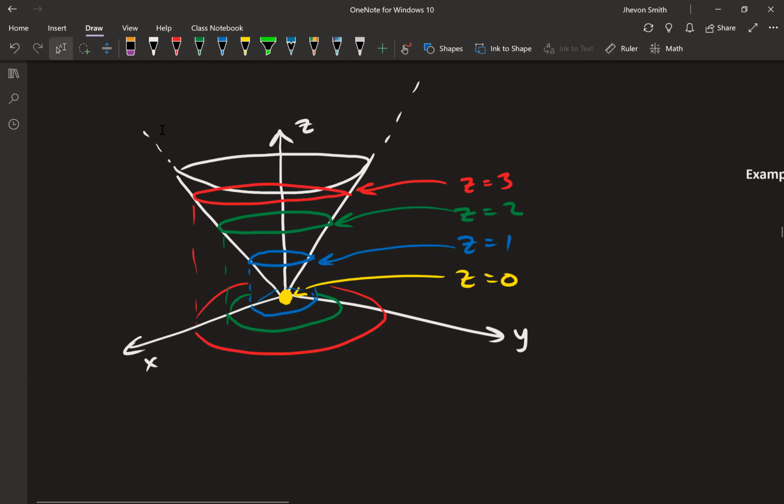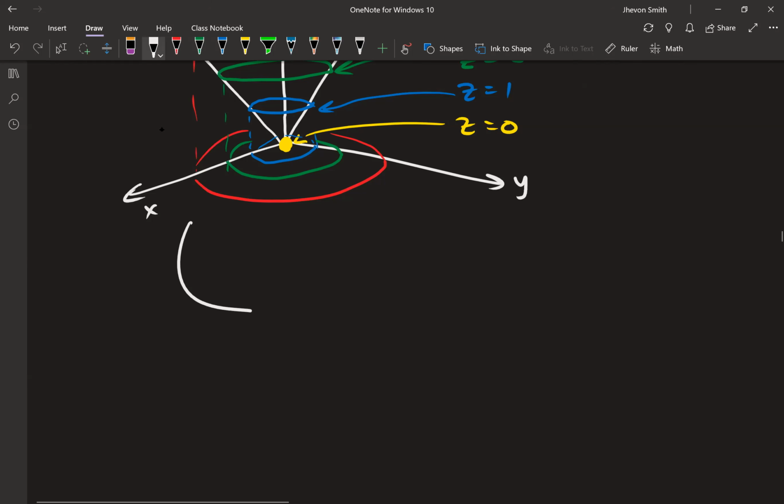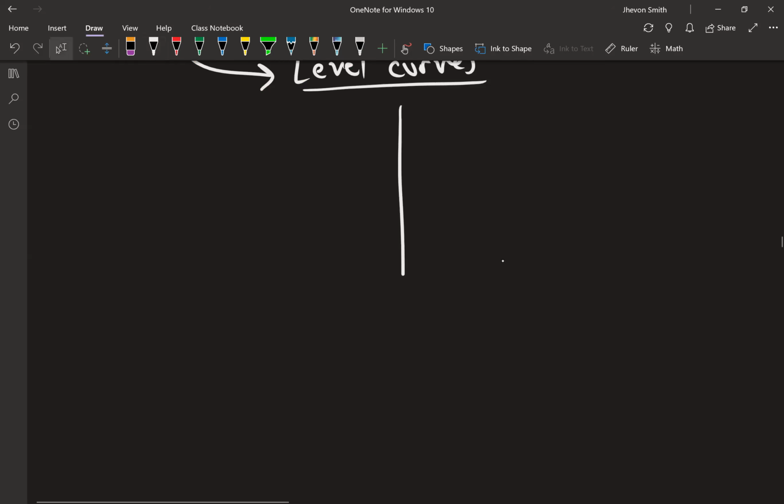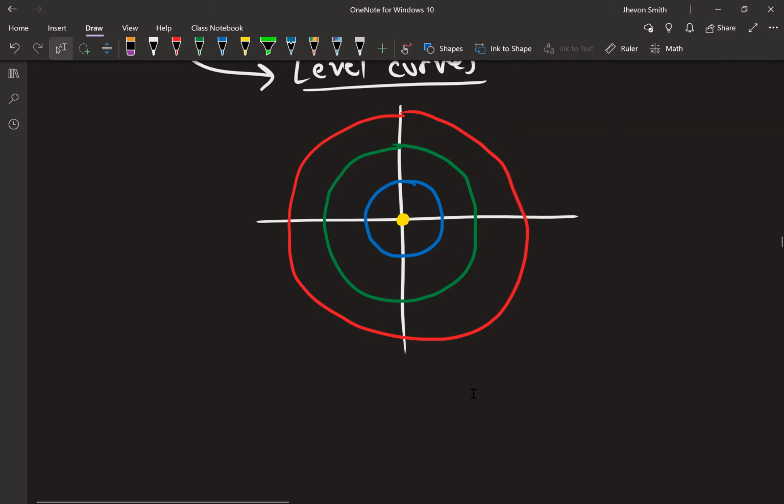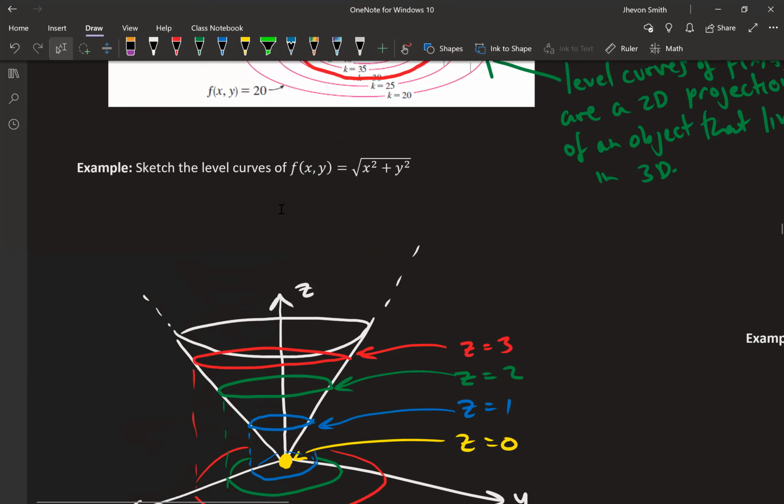And so what you end up with is the idea of the level curves. Basically, in this case, the level curves just look like a bunch of concentric circles. So there's the one at the origin. Then there's the one that was this. Then there's the one that is that. Then there's the one that is this. So that's what the level curves would look like. It's just a bunch of concentric circles for this one.